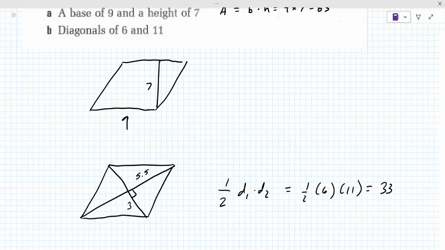Okay. Perfect. All right, question 3. Okay. All right.